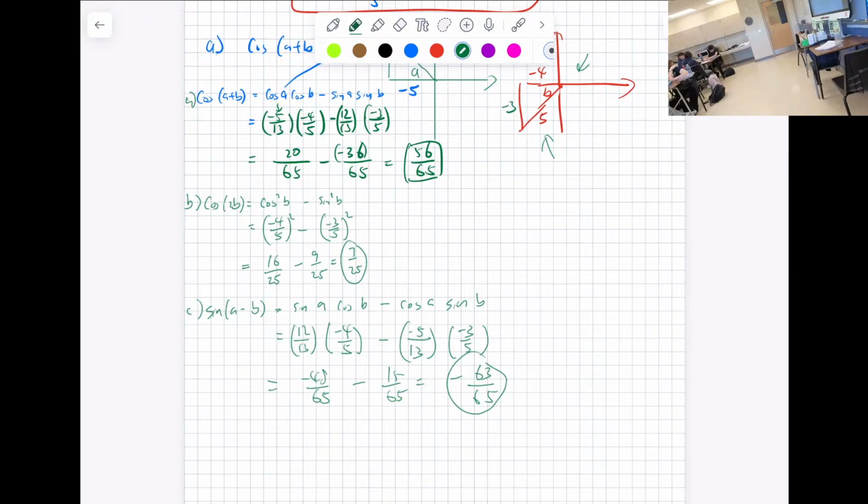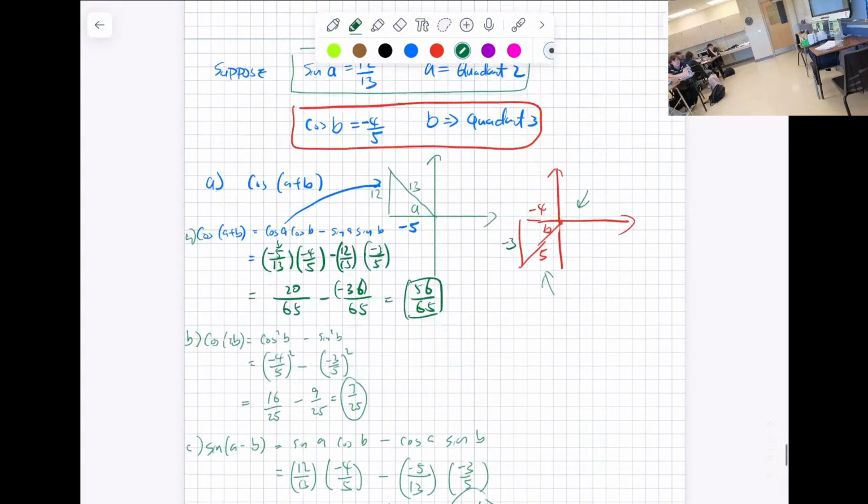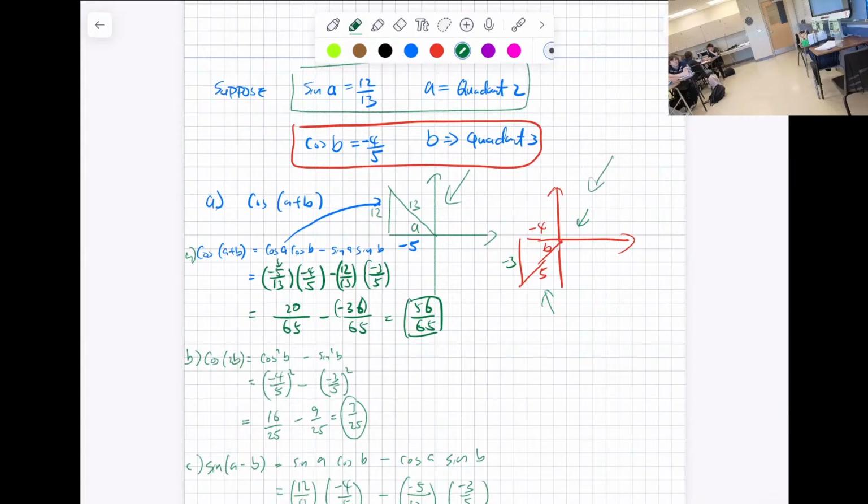You have to learn how to use the identity. We good? Is it hard? The hardest part is actually drawing out the quadrants. That's usually the hardest part of the problem. Everything else is just arithmetic and memorizing the formulas.